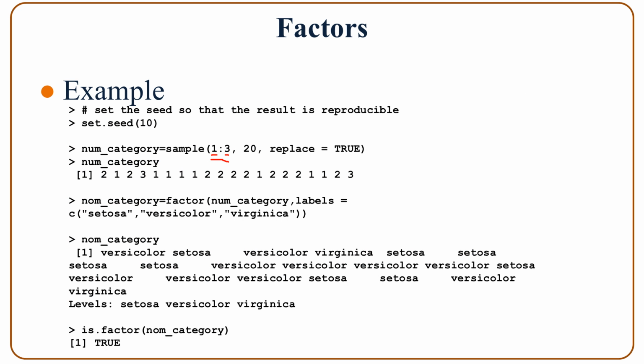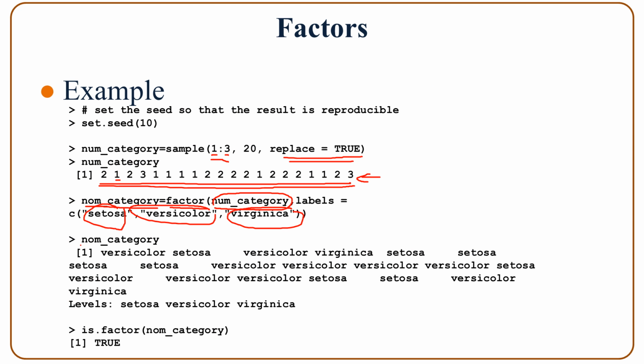Then you create a factor variable, namely num category, using the function factor. So num category previously was created with all numbers here, but then you give the labels to the numbers. So number 1 is going to be Setosa, right here. Number 2 would be Versicolor, and number 3 would be Virginica. And when you look at num category, you type it and enter, it gives you the content of the factor.